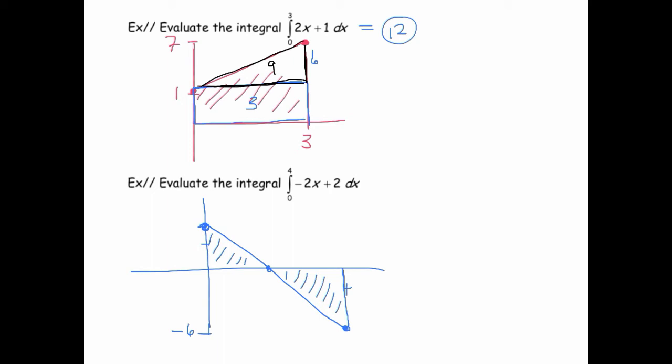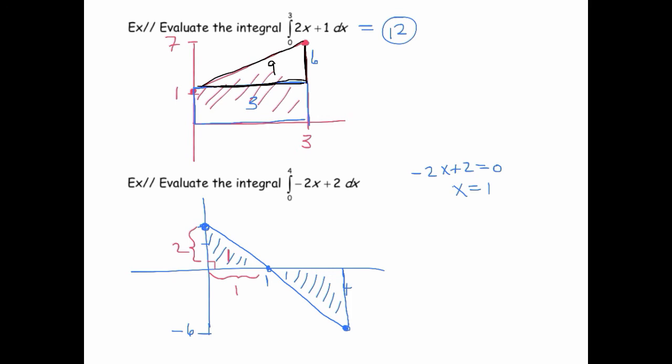that changeover point where the function goes from positive to negative. So let's set the function equal to 0. We could probably do this in our head, but negative 2x plus 2 is 0 precisely when x is 1. So this must be a 1. And now I can find the area of this left triangle here. It has a base of 1 and a height of 2, so 2 times 1 divided by 2 is 1.